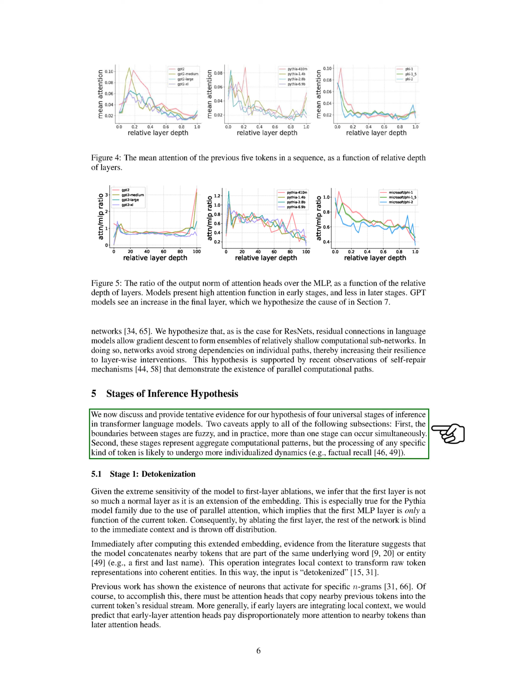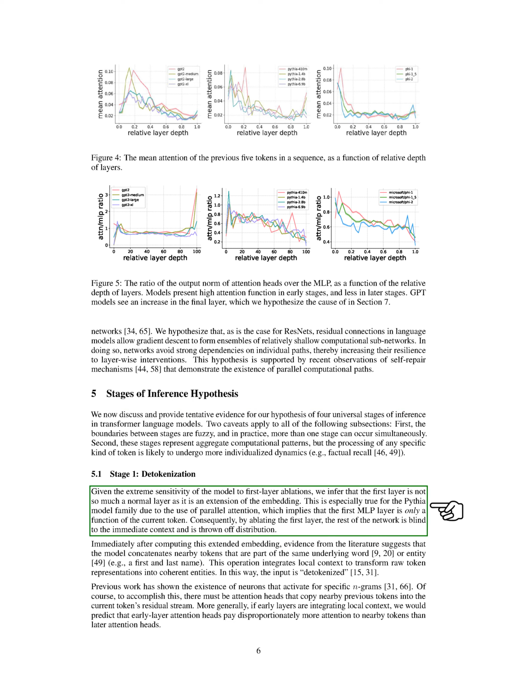We now present our hypothesis on the 4 universal stages of inference in transformer language models. It is important to note that the boundaries between these stages are not rigid, and multiple stages can occur simultaneously. These stages represent general computational patterns, while the processing of specific tokens may involve more personalized dynamics, such as factual recall.